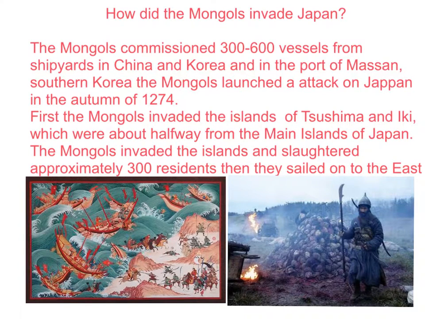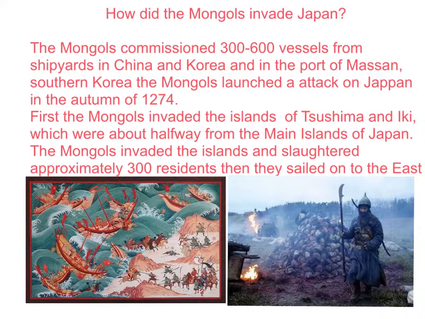How did the Mongols invade Japan? The Mongols commissioned 300 to 600 vessels from the shipyards in Korea and in the port of Masan, southern Korea. The Mongols launched an attack on Japan in the autumn of 1274.